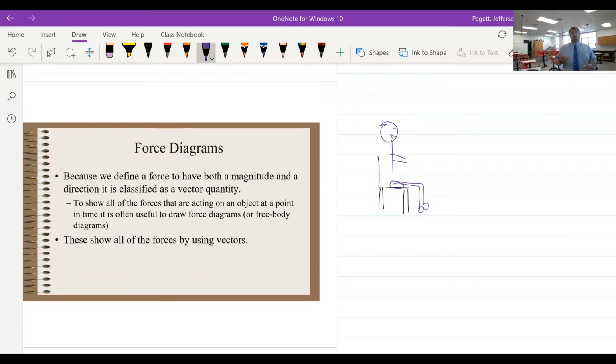But if that person is sitting in the chair, we know that gravity is pulling down on them. The force due to gravity is pulling down. But there's also going to be a force due to the chair pushing them back up. The reason I know this is because if that person sits in the chair, they're not having a change of velocity. They're just sitting there. If there's no change of velocity, there's no net force. So if gravity's pulling down, something else has to be pushing back up. So this is what we'll call a force diagram.